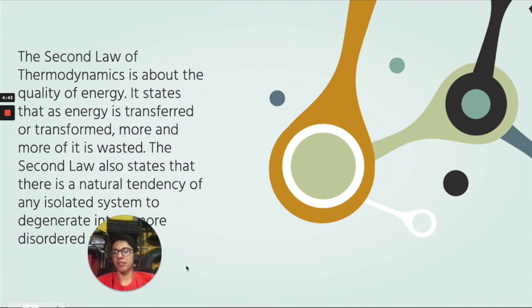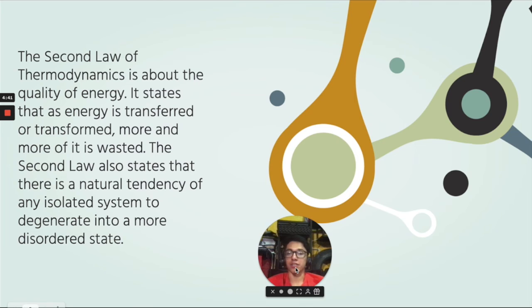The second law of thermodynamics is about the quality of energy. It states that as energy is transferred or transformed, more and more of it is wasted. The second law also states that there is a natural tendency of any isolated system to degenerate into a more disordered state.